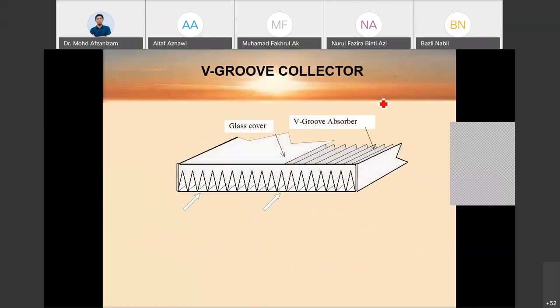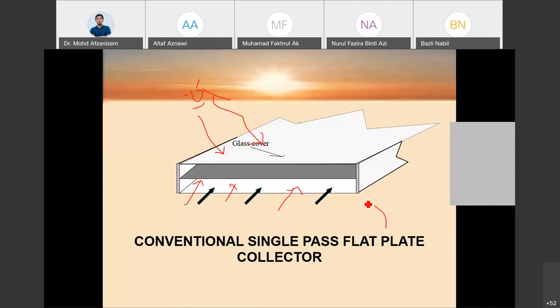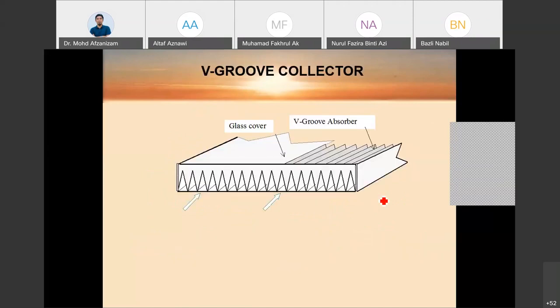V groove collector. It's more or less the same as the previous conventional arrangement. But this one, we have this kind of V groove, like teeth, like monster teeth. Anyone can share with sir why they design this kind of shape, the V groove absorber? Why are they trying to do that?